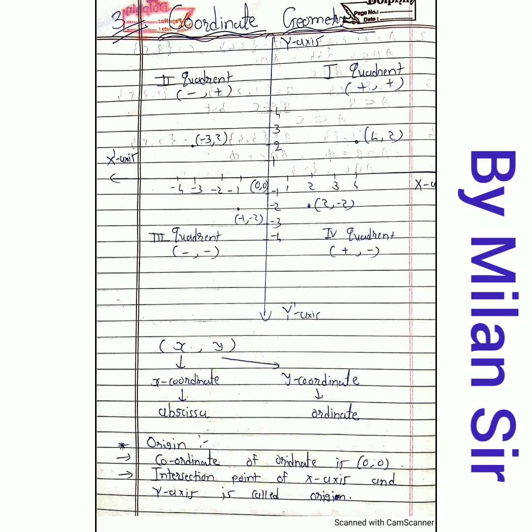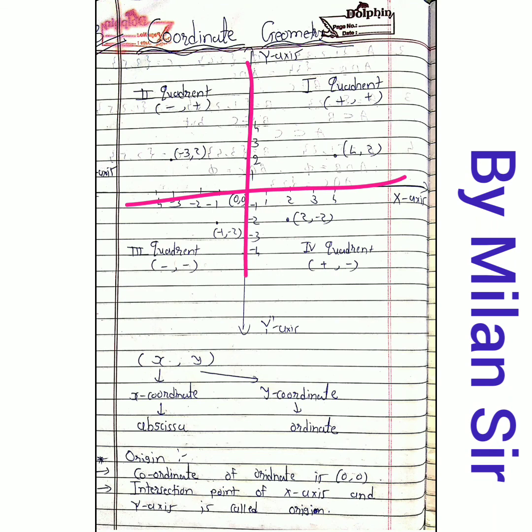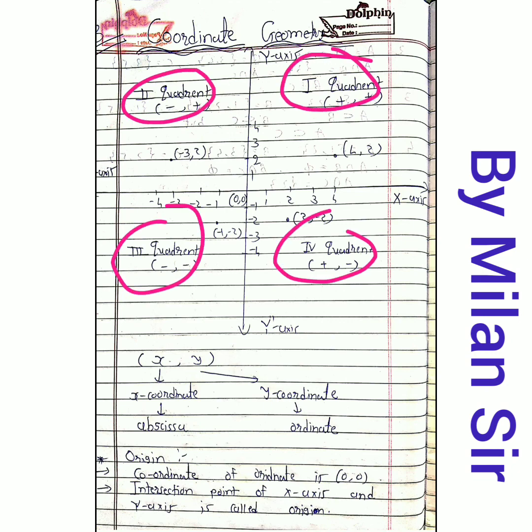So our theory part is done. For the Cartesian coordinate system, we need two number lines. The horizontal line is called the x-axis and the vertical line is called the y-axis. The intersection point of these axes is called the origin, with coordinate (0, 0). These two axes divide the Cartesian plane into four quadrants: first, second, third, and fourth.